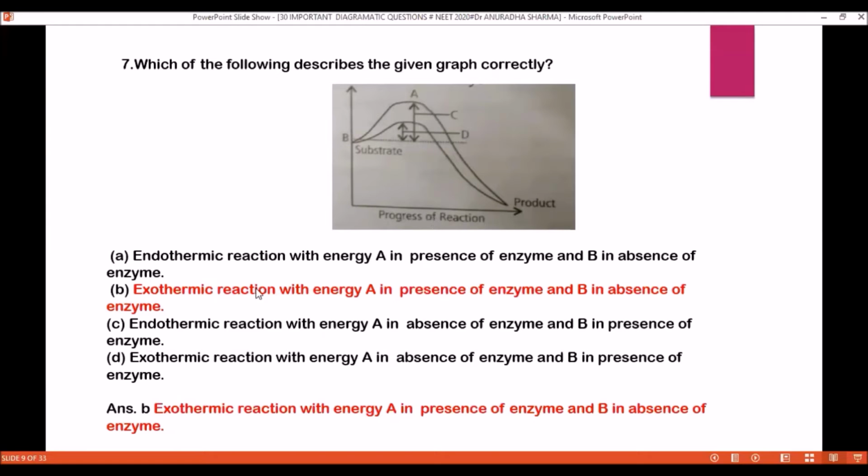Here we can see that an exothermic reaction is taking place, that is, energy is liberated, and it is taking place in the presence of A, and in B the enzyme is absent.